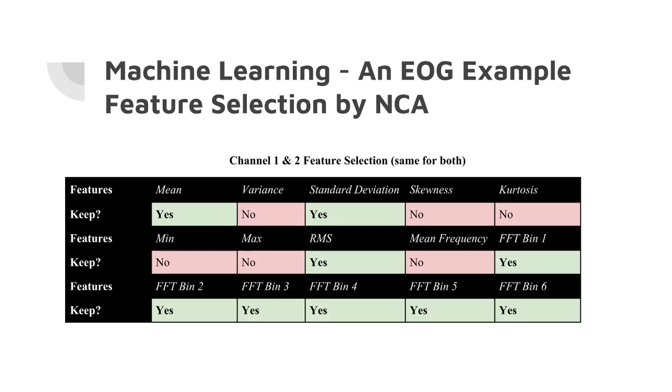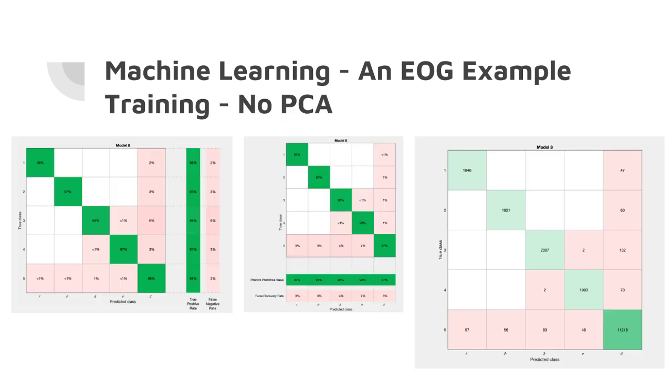And so these are the different values that I chose. I kept all of the FFT bins. You can see they were all important. And then the RMS value, the mean and the standard deviation of the signals as well, turned out to be important. And so this is the classification accuracy of the algorithm without principal component analysis.